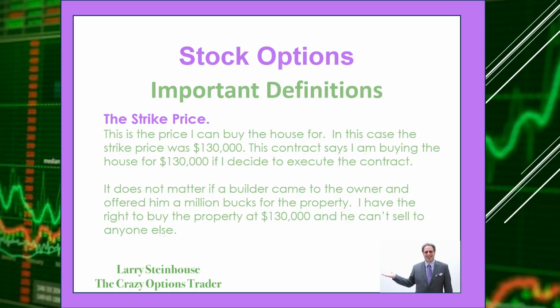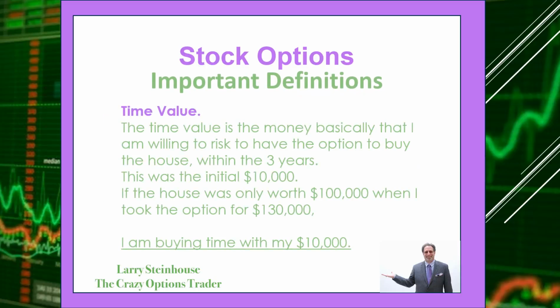It doesn't matter if a builder comes along to the owner and offers him $1 million for the property. I have the right to buy the property for $130,000, and he can't sell it to anyone else because that's what my option says. So the strike price is the price I could buy the house for. In this case, $130,000. Time value is the money that you're willing to risk to have the option to buy the house within the 3 years. Basically, this was the $10,000.